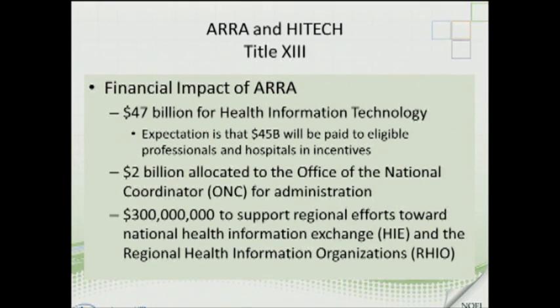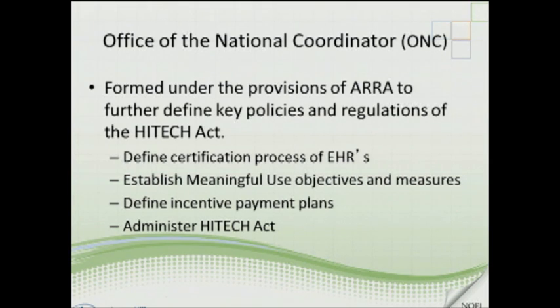To give you a sense of the dollar amounts we're talking about here, $47 billion out of the ARRA was allocated for healthcare IT. Of that $47 billion, $45 billion is incentive payments. That's the check the government is writing to healthcare providers around the country. And $2 billion was allocated towards creating the Office of the National Coordinator to administer this process. And another $300 million, which is chump change in these numbers, for regional health organizations. So the ONC is the office that administers this. This is the office that actually generates the proposals and the rules defining meaningful use.